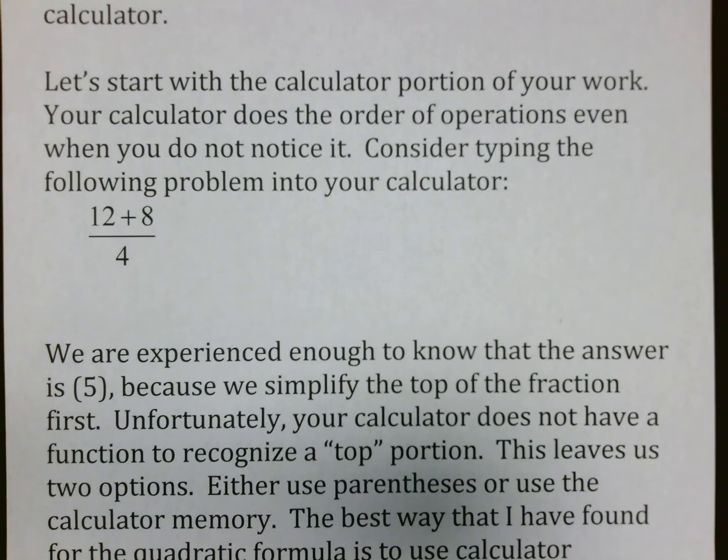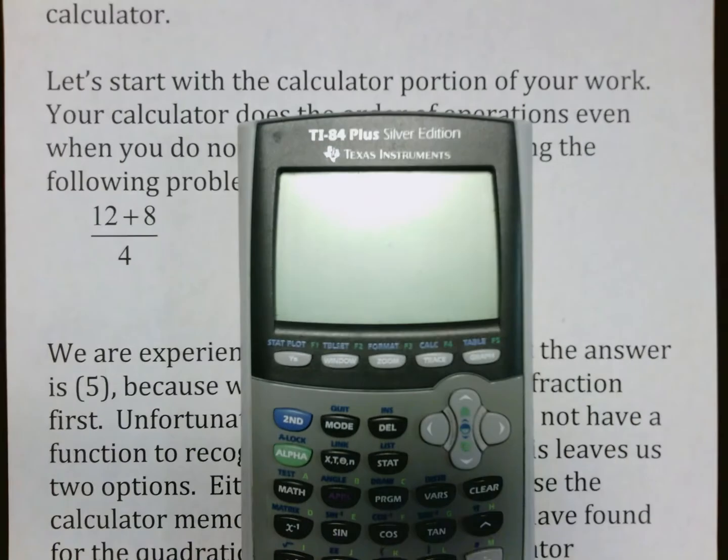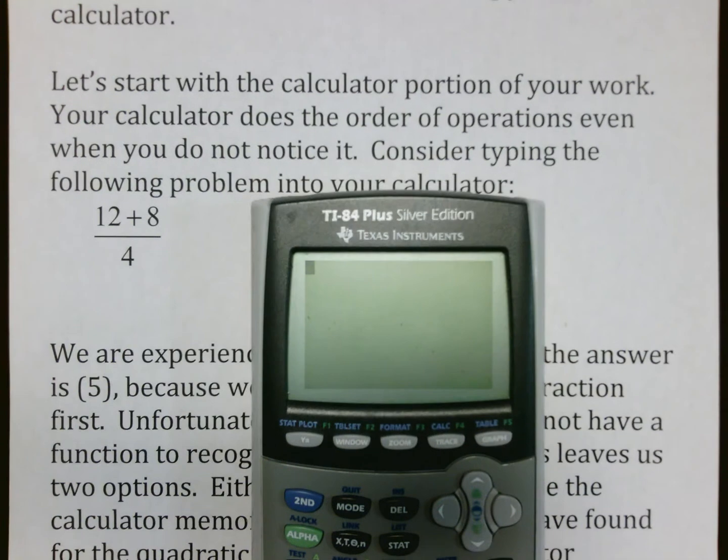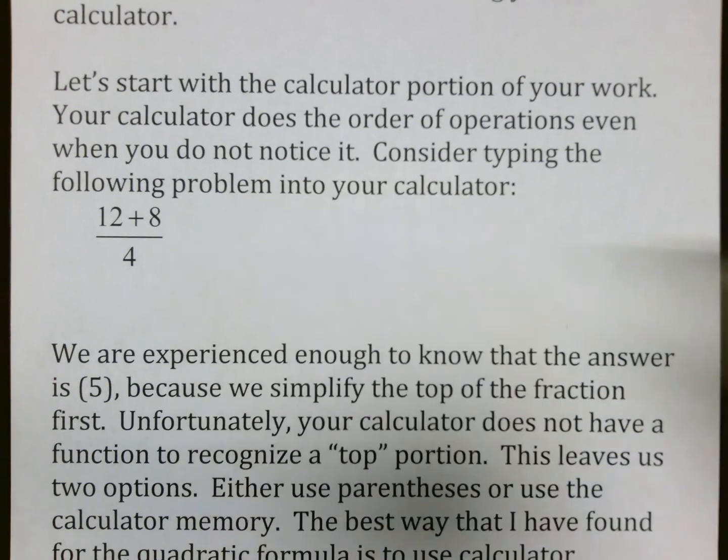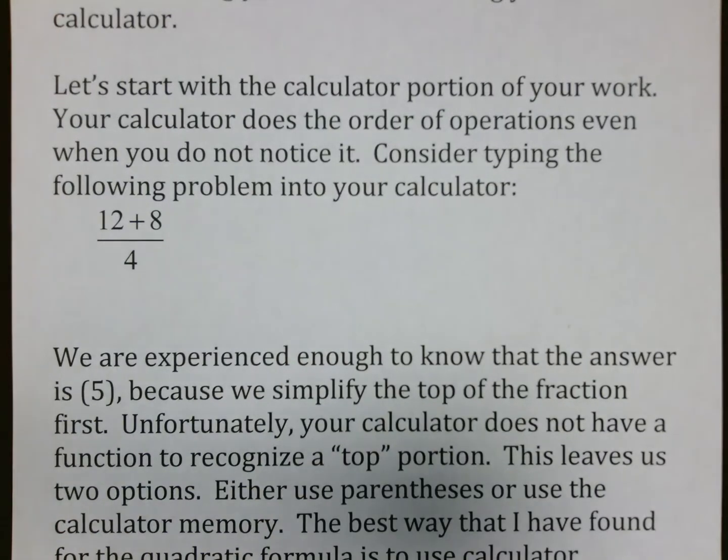Your calculator does the order of operations even when you don't notice it. Consider typing the following problem into your calculator, which people tend to do this way, and please don't do this later when it counts, but I'm just showing you what people tend to do. They tend to type 12 plus 8 divided by 4 and get the answer of 14, and then they write the answer and they're happy to do that.